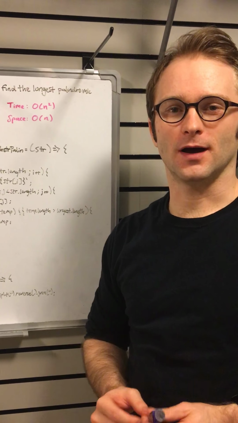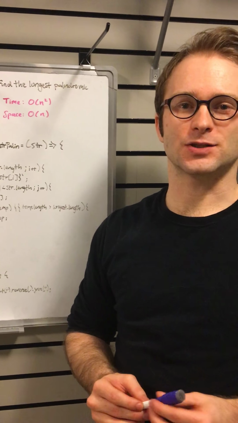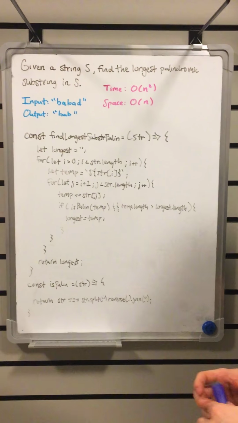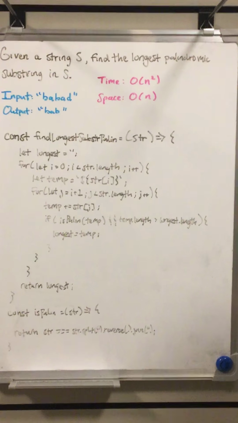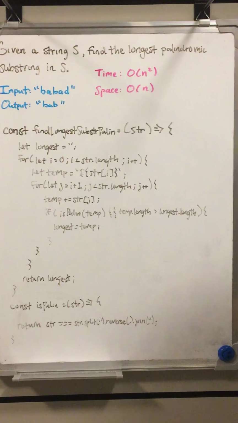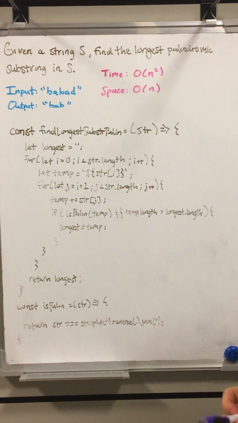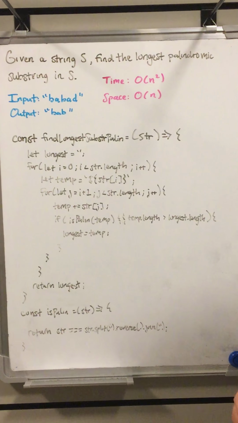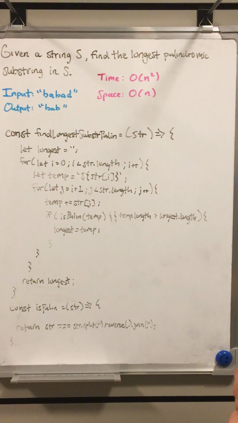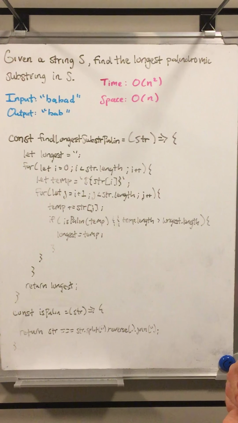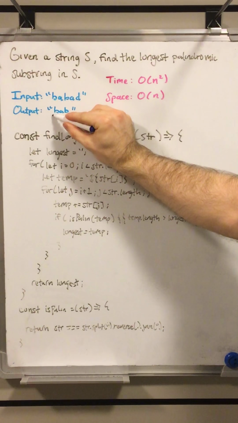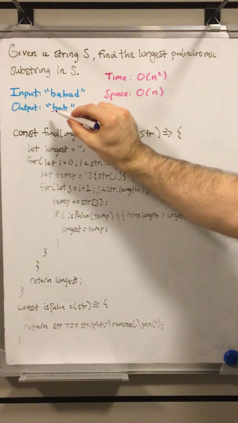Hi, today we're going to do Cal Academy String Set 2, problem number 1. The problem says, given a string S, find the longest palindromic substring in S. For example, if we have an input of babad, our output should be bab, because the longest palindromic substring length is 3. And a palindrome is the same backwards or forwards.